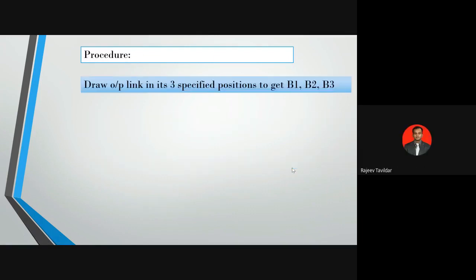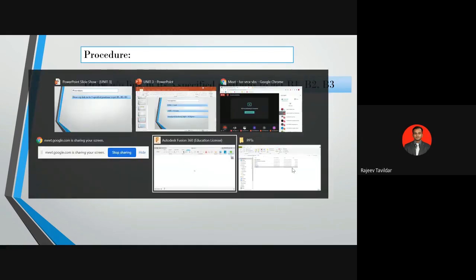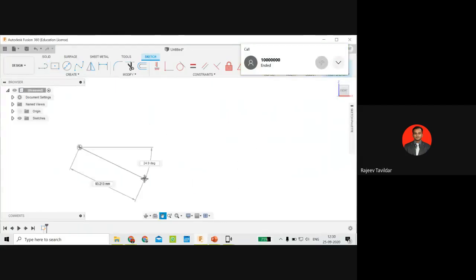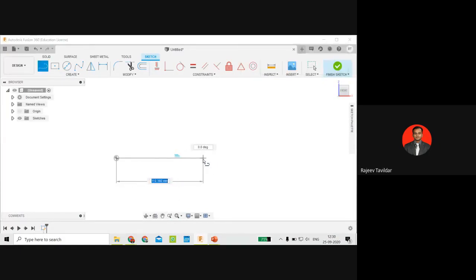The first step, we have to draw the output link in its specified positions to get B1, B2, and B3. Okay, so let us start drawing. You can do it along with me. First, I will draw our fixed link, which I have not mentioned in that procedure statement. So 1 unit. In my software, I am going to take the scale of 100:1, that is 1 unit as 100. You can choose appropriately.